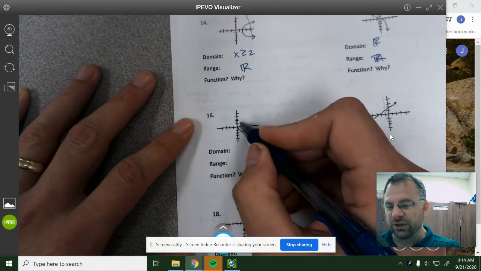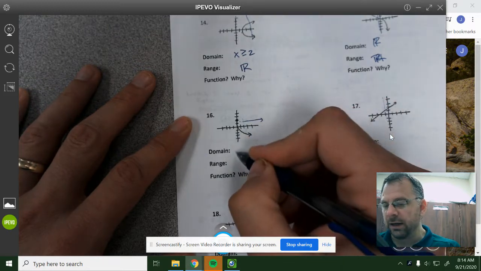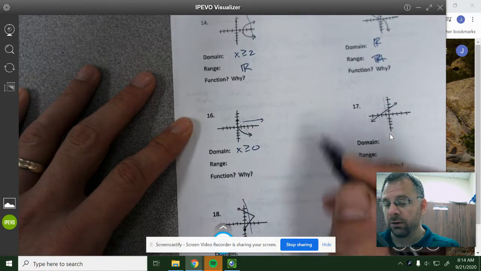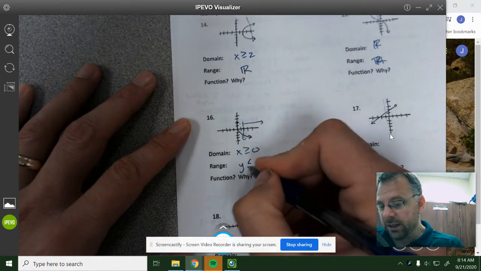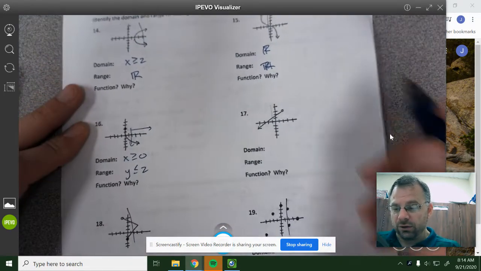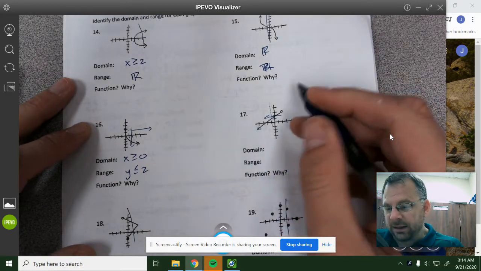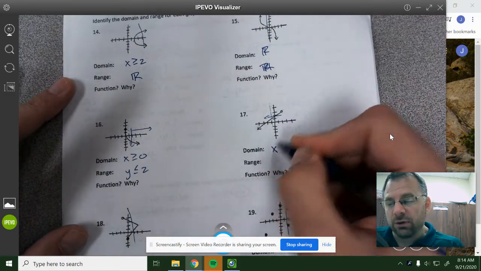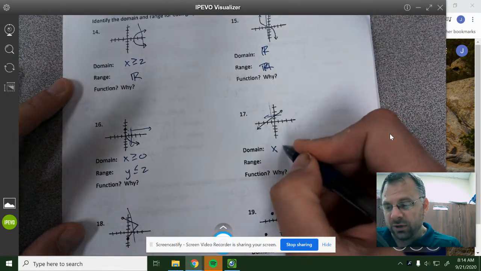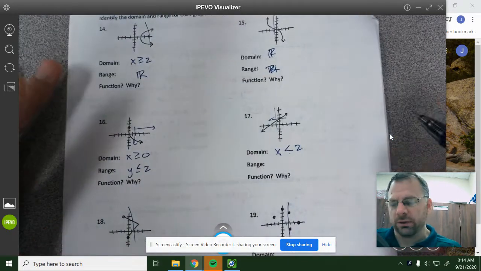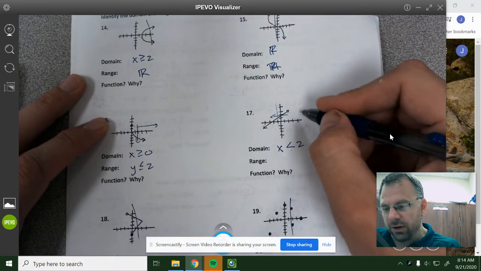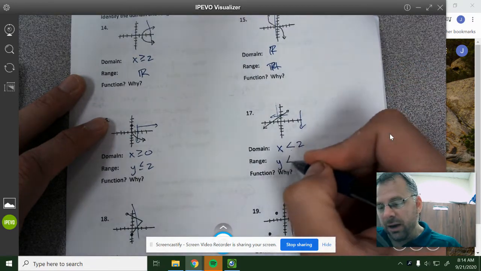Domain here from 0 and to the right, so we'll say greater than 0. The range is going to be everything below 2. So y is less than or equal to 2. Domain here is everything less than 2, but not equal to it. So I'm going to say less than 2, but I'm not going to put that equal sign on there because it's not equal to it. Range is everything below 3, but not equal to it.